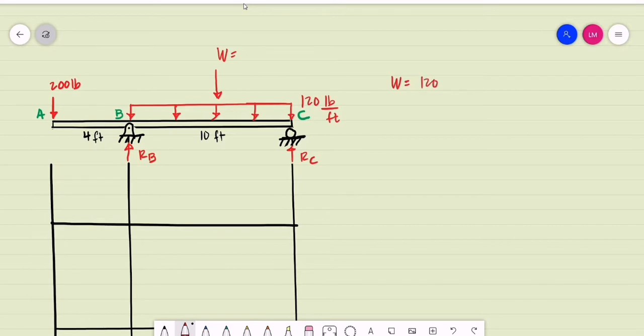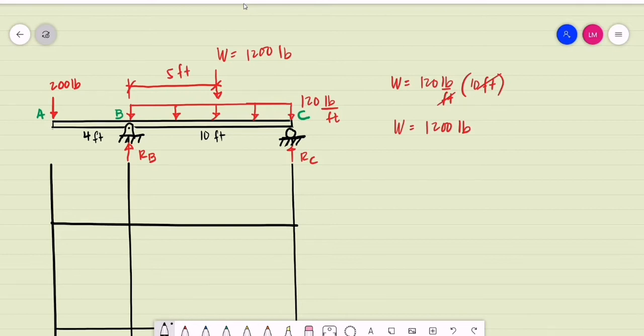That is 120 pounds per foot. This is multiplied by the span, that is 10 feet. So cancelling foot, we have the equivalent weight, 1,200 pounds. And it is assumed to be acting midway between points B and C. So this is 5 feet.